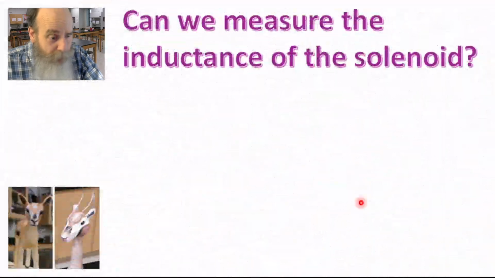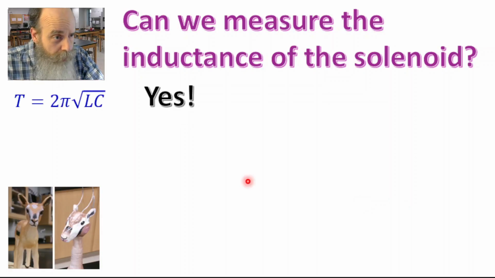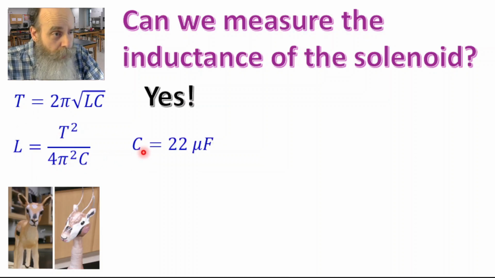Here's a very important and exciting question. Can we measure the inductance of the solenoid? The answer is yes. We can use this expression: T is 2 pi square root LC. If we know C and we measure T, we can find out what L is. From this expression, just rearrange, we get this: L is T squared over 4 pi squared C. So we know what C is. It was 22 microfarads.